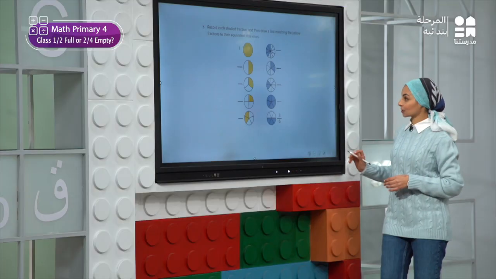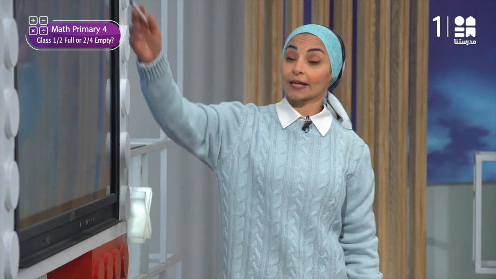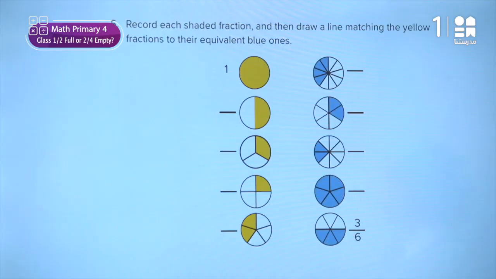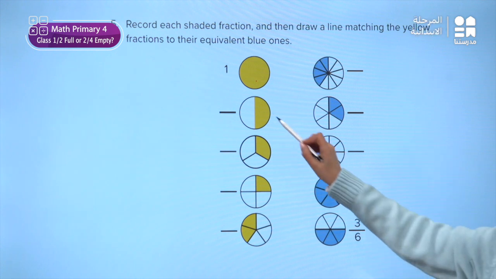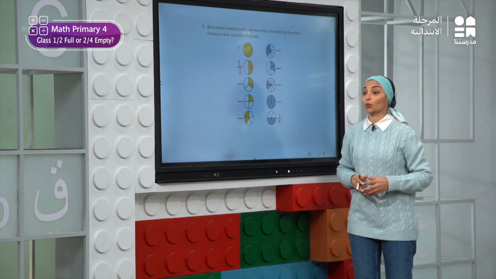Here in the practice part, we are asked to write the fractions for each model. Then draw a line to match every fraction in the first column with its equivalent fraction in the second column. Okay, the fractions in the yellow model, let's write them together. The first one is one whole, as you see. The second one is one shaded part over 2, meaning 1 half.